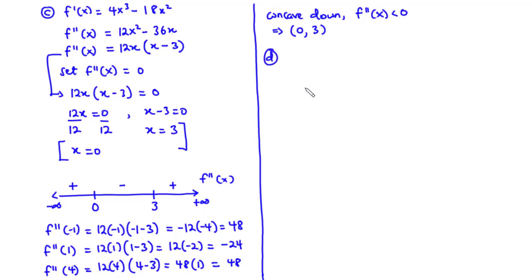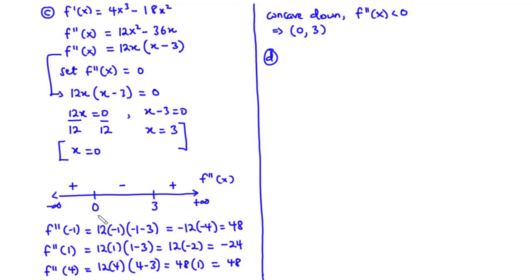Now let's move on to D, where we want to find the points of inflection of this function. Now the point of inflection is basically the point where the concavity of the function changes. That is, either it changes from concave up to concave down, or better still, it changes from concave down to concave up. Now you can as well say that the point of inflection is basically the point where the sign of f prime prime of x changes either from positive to negative or from negative to positive.